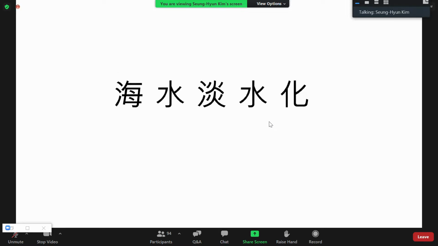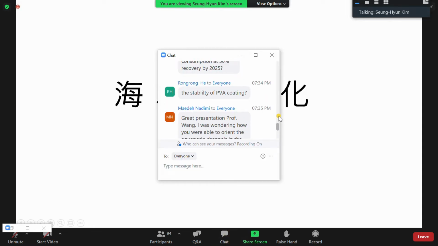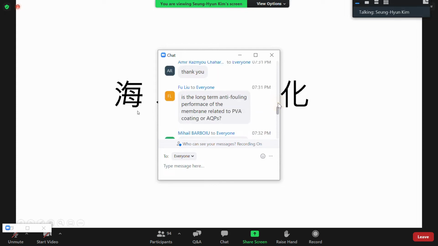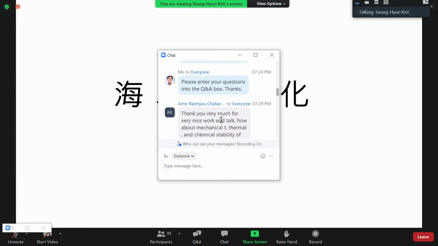Okay, this is seawater desalination in Chinese characters. Because this is a membrane desalination talk, I'll start this presentation by showing seawater desalination in Chinese characters. There are 5 characters. The first two characters are seawater, the next two are freshwater, and the last one is to make. Chinese characters have meanings, and you find the common characters, the second and fourth one, are water. And if you move to the first one, Chinese characters often consist of several components.